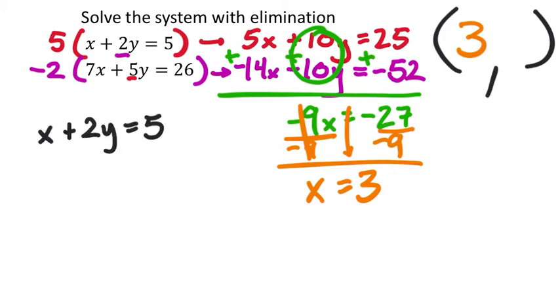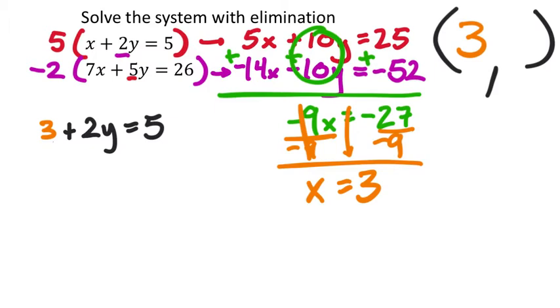And again, that happens because it needs to make both of the equations true, right? The ordered pair, that is the solution to the system. It's the intersection of the two lines, so it needs to make both of these true. I just found the x value, so I'm going to replace that x with 3, and I'm going to solve this equation.